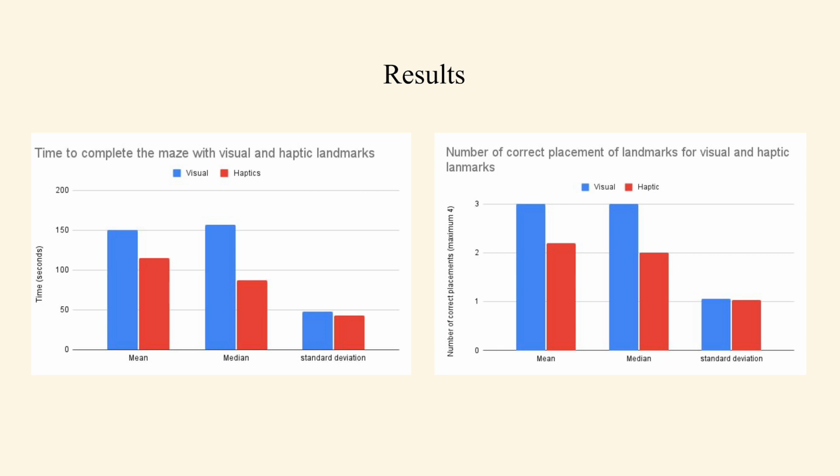To the left here, we can see that it took longer for the participants to finish the maze with the visual landmarks. The mean was 150 seconds, compared to the maze with the haptic landmarks, where the mean was 115 seconds. To the right here, we have the number of correctly placed landmarks, where the mean was 3 correct placements for the visual maze, which was more compared to the haptic maze, where the mean was 2.2.